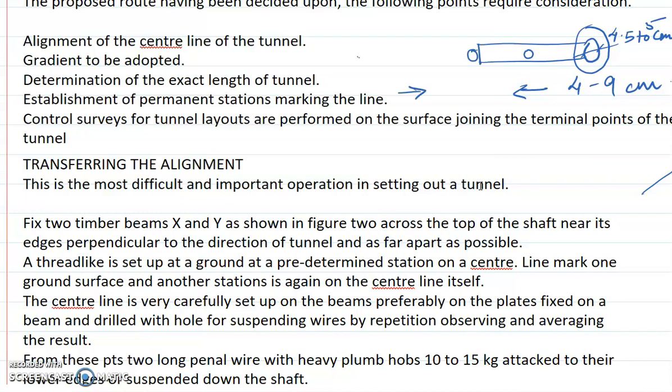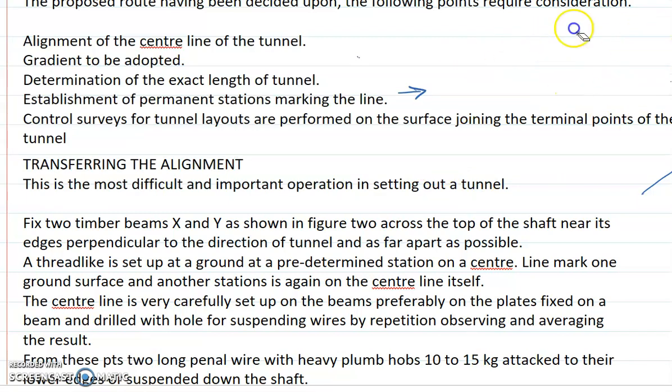Also, when you mark the center line, once you have marked a particular point, you have to see that that point's location is noted from two more points. So what do I mean by that? Let's say I have marked 2 points like this on the center line on the surface. Now let's say this is my point 1 and this is my point 2.